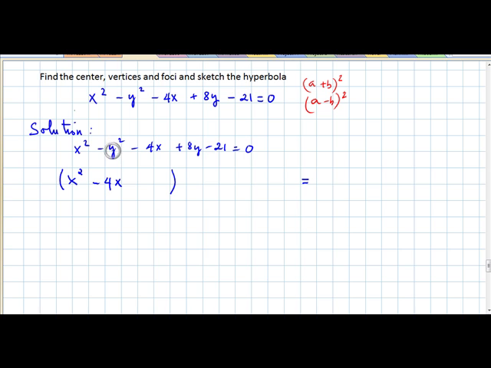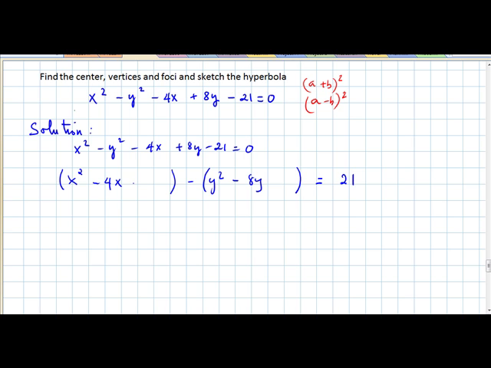For the y term, I have minus y squared plus 8y. I'm going to factor out the -1, so it looks like this. There's a little extra space, so I'll put it like that. And since I factored out -1, this becomes -8y equal to. Now the -21 has no x, no y, so I'm going to move it to the other side by adding 21 to both sides. So I have 21 here.